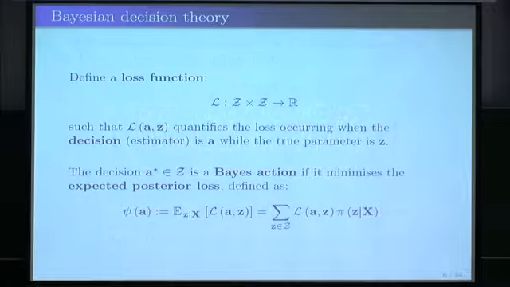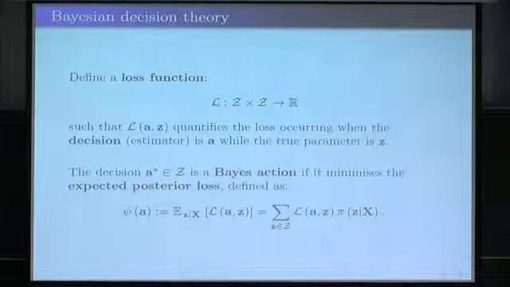The Bayesian decision theoretic approach is to define a loss function, which takes Z cross Z onto the reals. It's a loss function with arguments as two partitions, A and Z, and it quantifies the loss when the decision is A, while the true partition is Z.